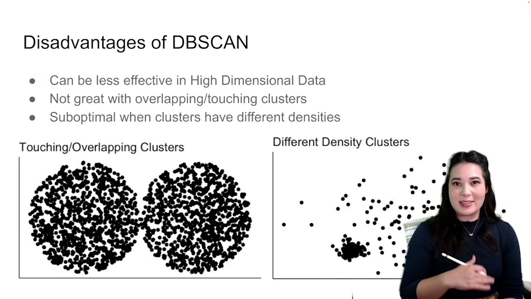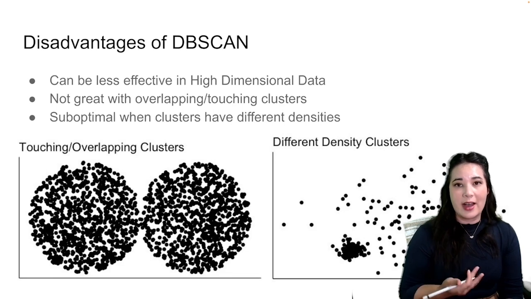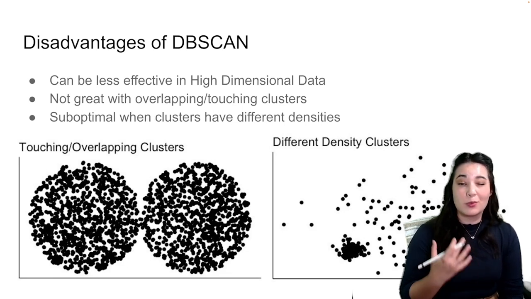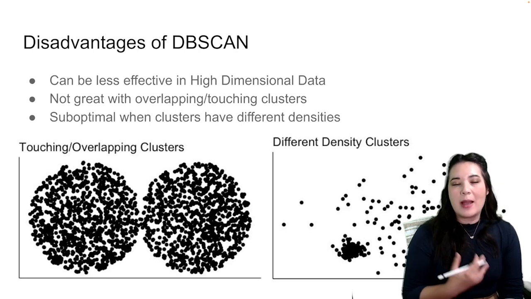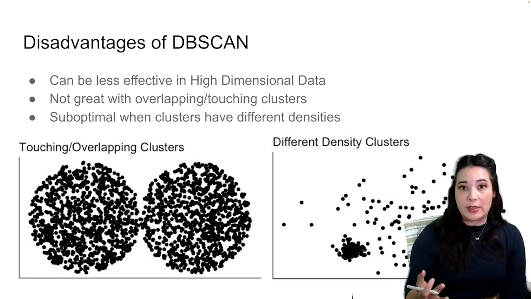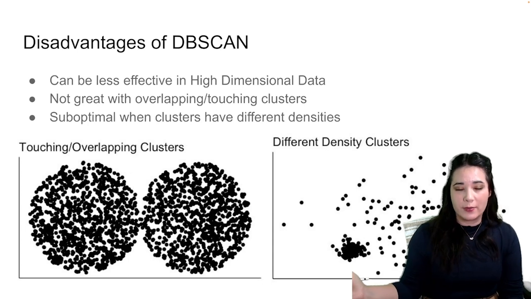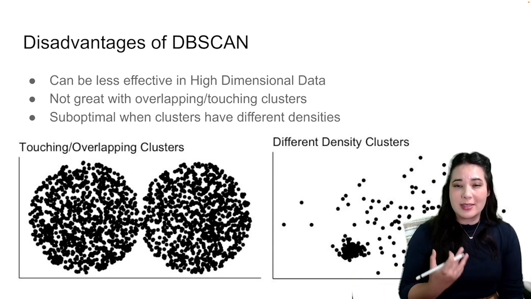And all of that is awesome, but DBSCAN does have some downsides. The first downside is that it can be ineffective with really high dimensional data. Now, I'm not talking about clustering on like three features, but if we have a ton of different features that we're clustering on, DBSCAN can struggle.